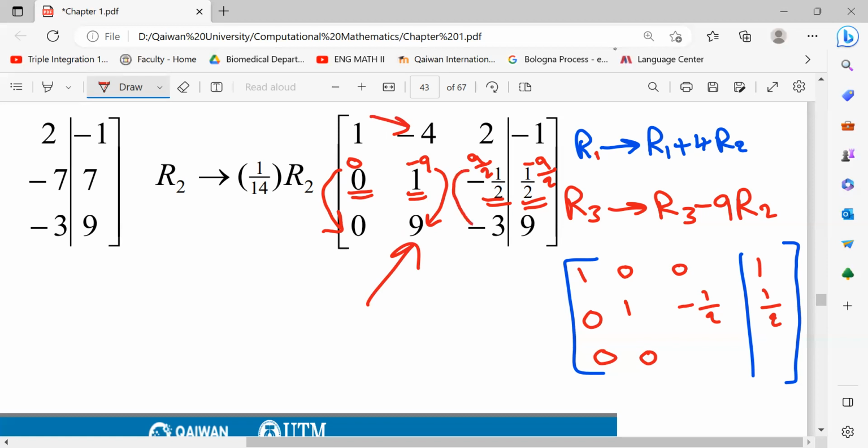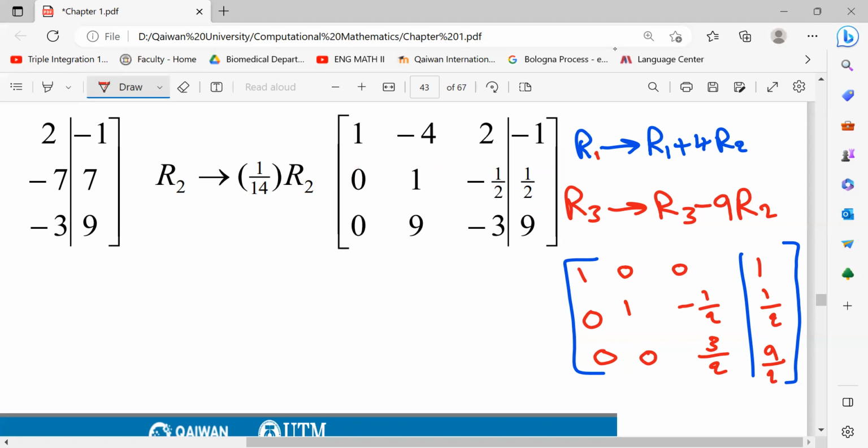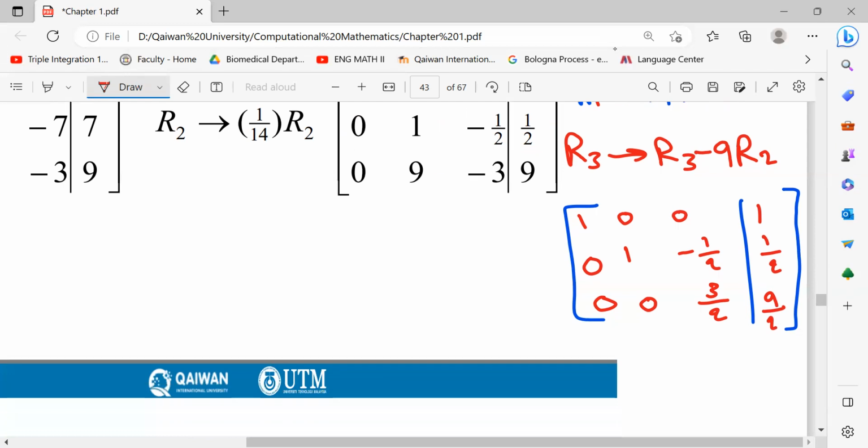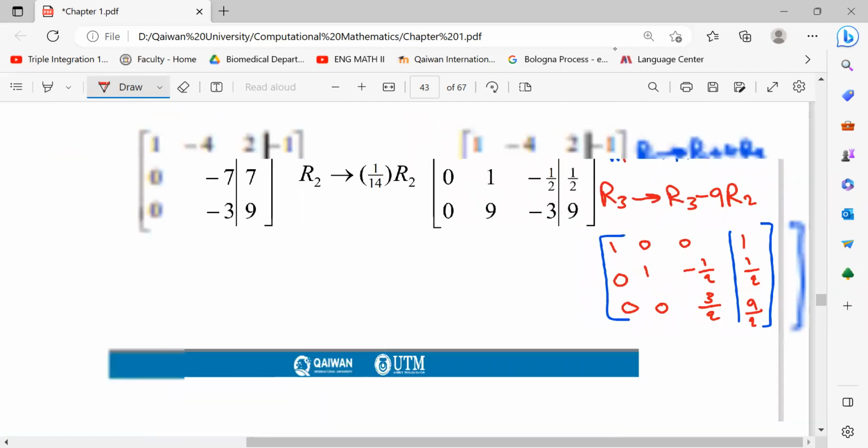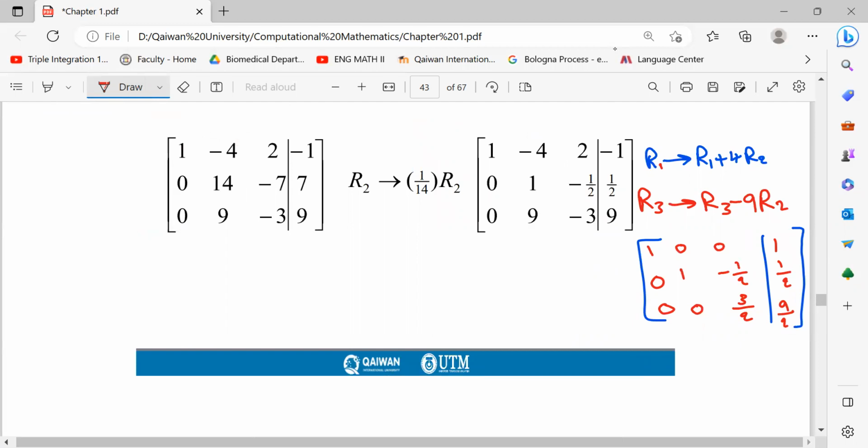Then 9 over 2 minus 3 is 3 over 2. Then minus 9 over 2 plus 9 is 9 over 2. So it is the matrix that we get. But you don't need to write down these in exams. Okay? That's it. This is the matrix after applying these two operations.